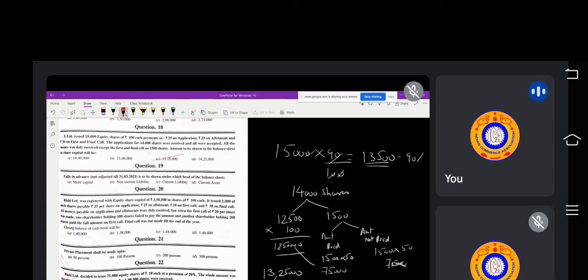Calls in advance. So it is a liability. The company is liable for the amount what they have received in advance. And of course it is a current liability. So it is option C, current liability. Moving on to question number 20.